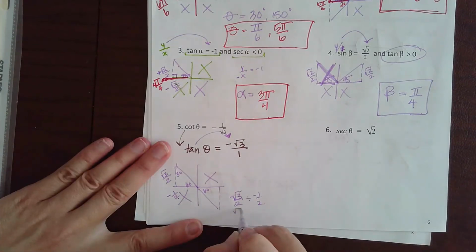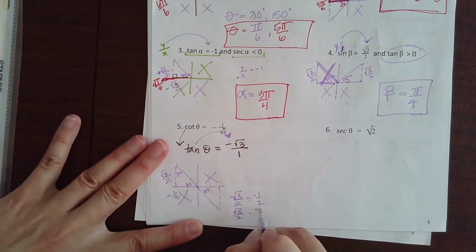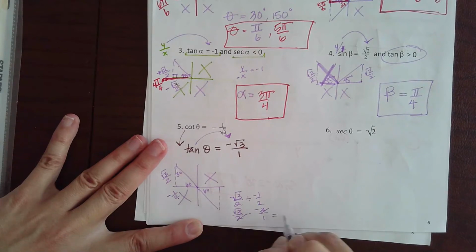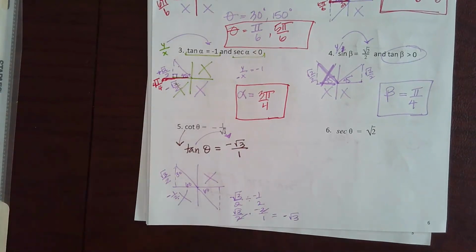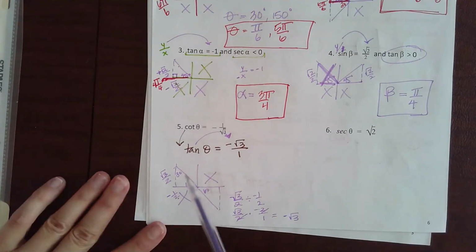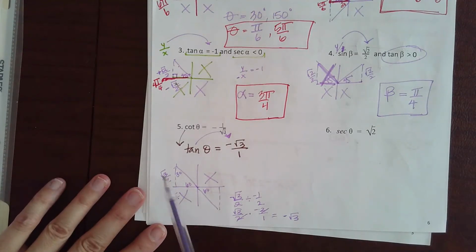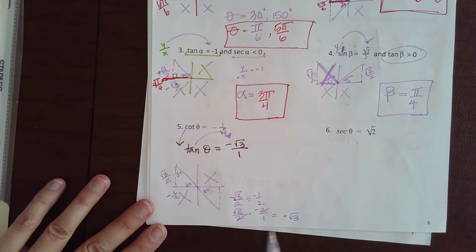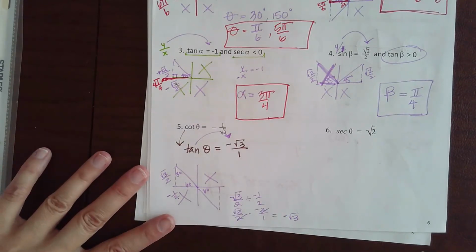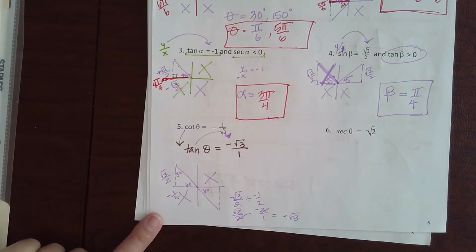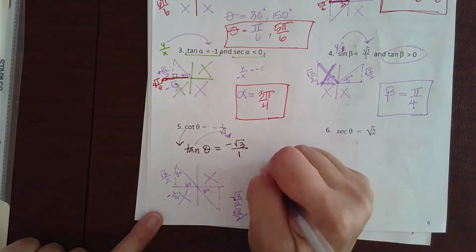So I have root 3 over 2 times negative 2 over 1. Yeah, it gives me negative root 3. So I know here that this is a 60-degree angle. Again, if I tried this and y over x gave me something other than negative root 3, then I know that this would have to be a 30-degree angle, because it can't be 45 and there's only 3 choices.